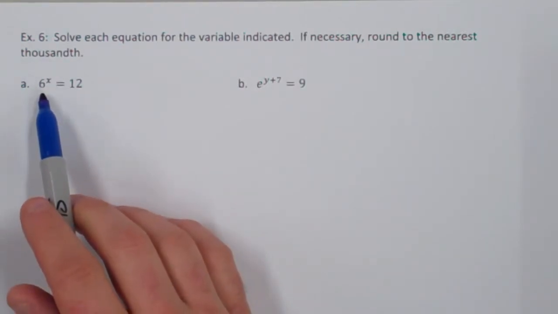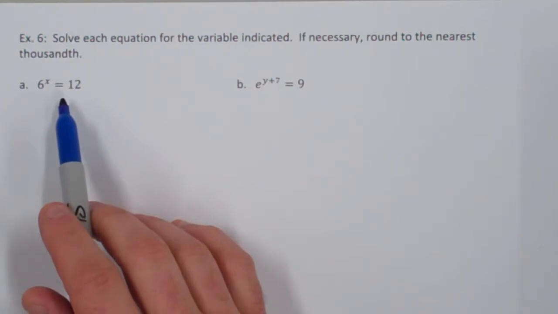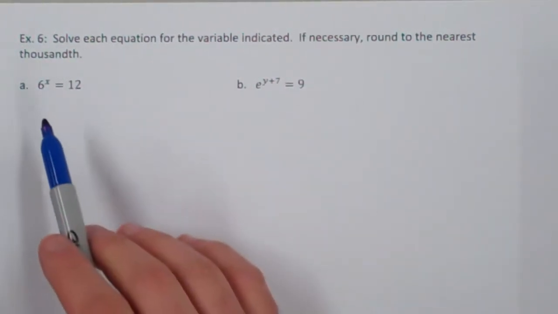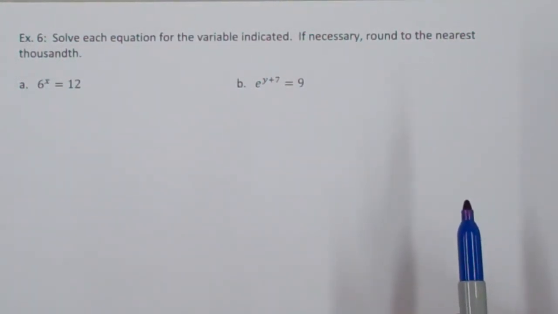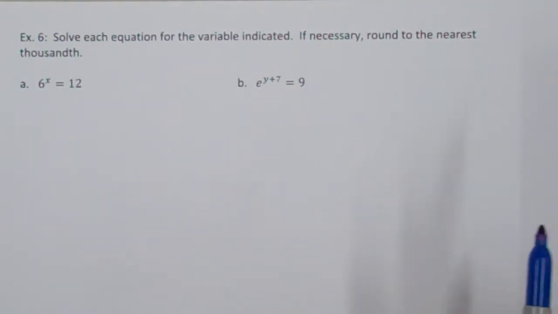What we should try to do though is look at the 6 and maybe look at the 12, see if we can change either one of these to a lower base. Turns out we can't though. 6 can't be written as a lower base, neither can 12. I mean, you could split up 12 into 4 and 3. 4 is 2 squared. But that's not going to help us out very much for this one.